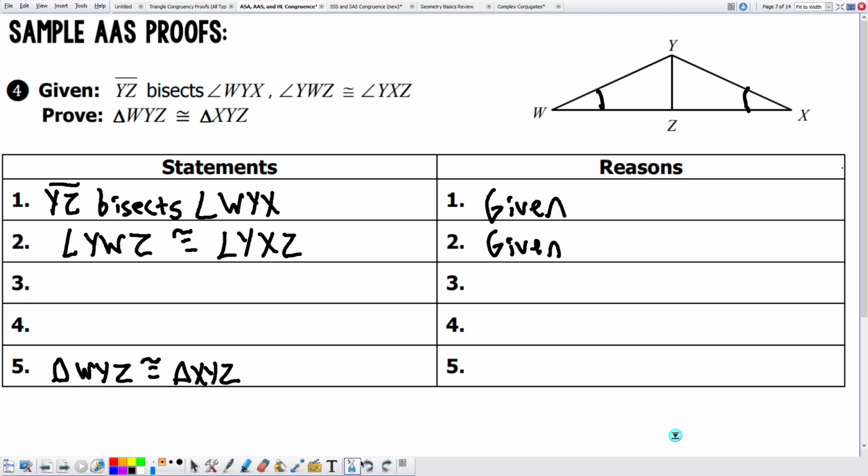The fact that YZ bisects the angle WYX. Now WYX is right here, and if YZ is bisecting it, it's going to split it into two pieces like that. So we can establish the fact that angle WYZ is congruent with angle XYZ because of the definition of angle bisector.